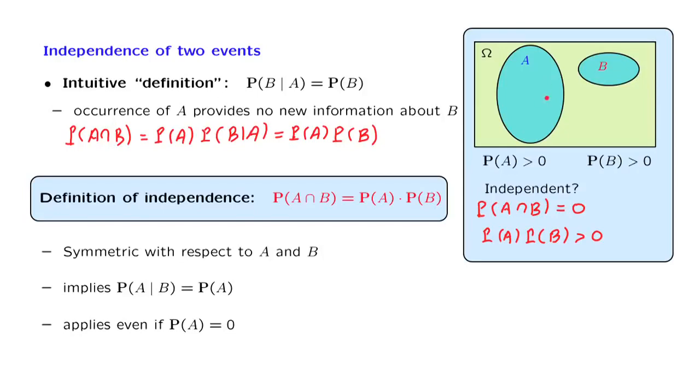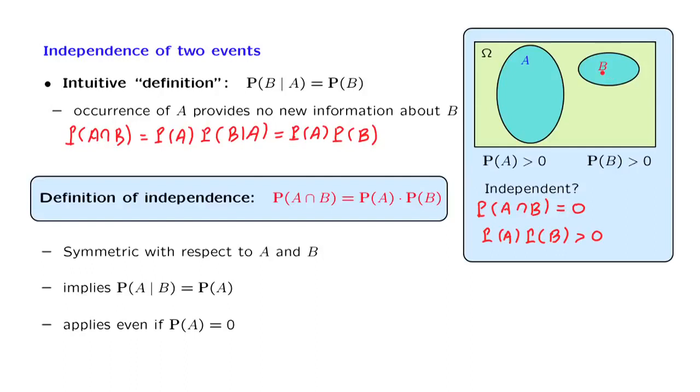In fact, intuitively, these two events are as dependent as Siamese twins. If you know that A occurred, then you are sure that B did not occur. So the occurrence of A tells you a lot about the occurrence or non-occurrence of B. So we see that being independent is something completely different from being disjoint. Independence is a relation about information.